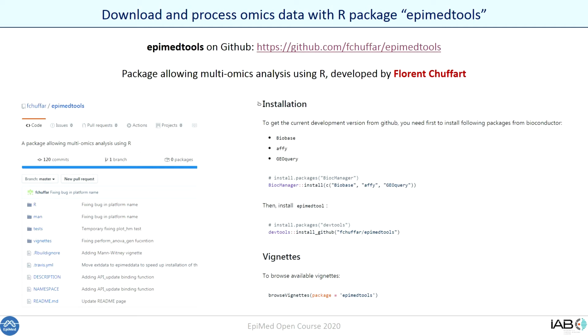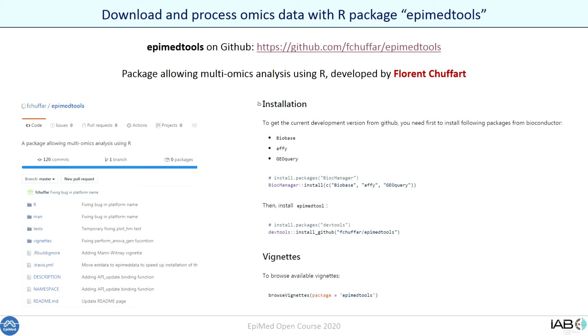In EpiMed, we never download the data manually. We always use a special tool developed by Florent. This tool is an R package, which is named EpiMed Tools, and this package is completely open source. You can download it from its GitHub repository. You have a link here. I invite you to go to this link and explore the package. Normally you have documentation which explains how to install the package, and also in the Vignettes directory you will have some examples of how to use it.